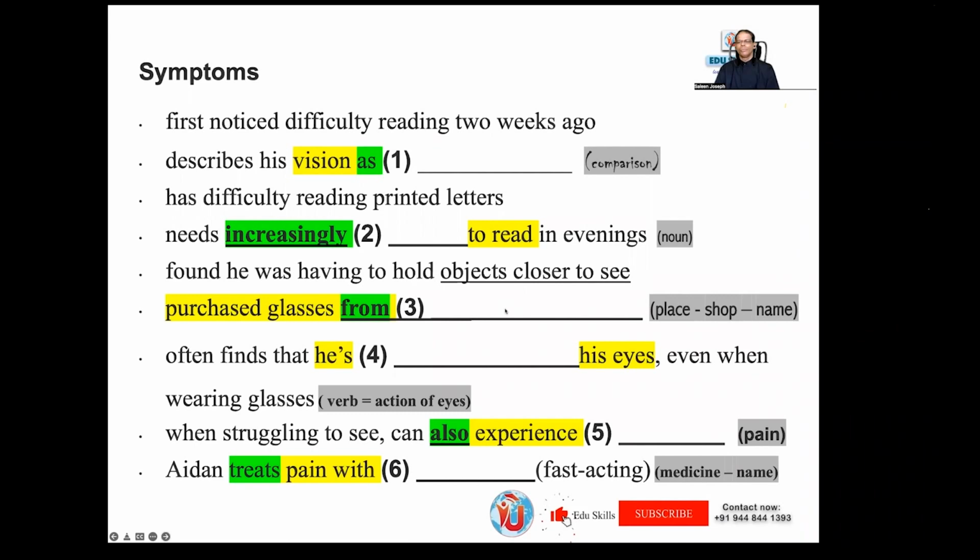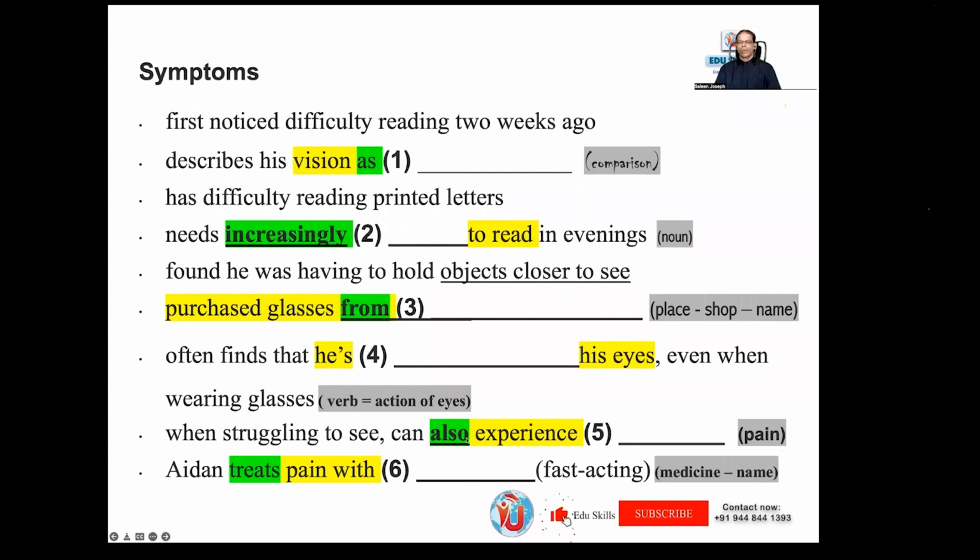Purchase glasses from a place, a shop, some name, right? Here one noun should be there, increasingly dash to read, some noun. Here, purchase glasses from, as I said, grocery from, purchased fish from, purchased snacks from. So the gap should be some place, shop or some place. Okay, name. Often finds that he is dash with his eyes, means a verb, an action of the eyes. Something done with the eyes. So a verb, an action word will be there.